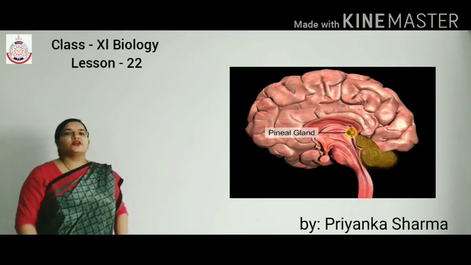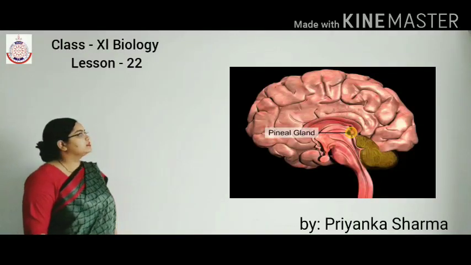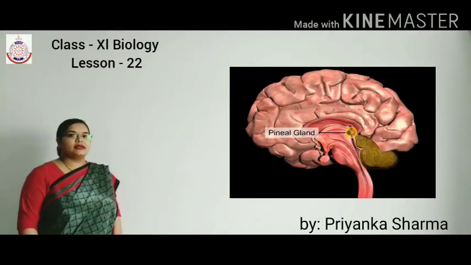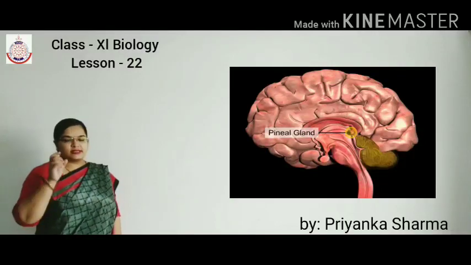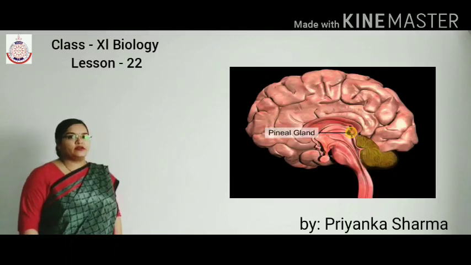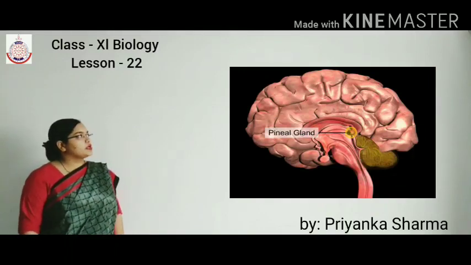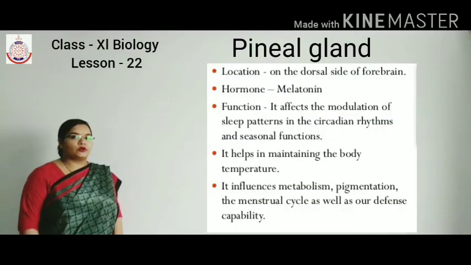Namaste students. Today we will start with the next topic of chapter 22, that is pineal gland. Pineal gland is a very small gland. It is located on the dorsal side of the forebrain. Which is your dorsal side? This one. And it secretes only one hormone, that is melatonin.